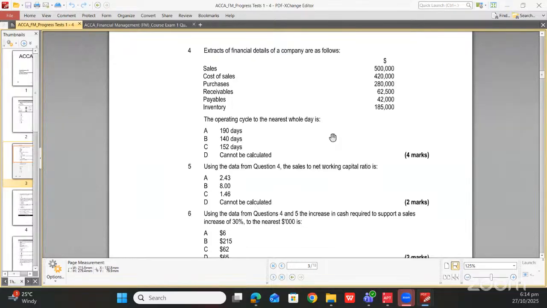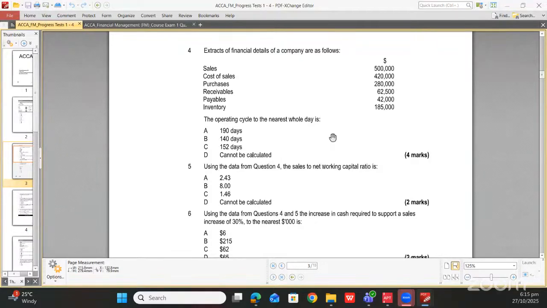The inventory days is going to have to be our inventory over our cost of sales times 365. For the receivables days, it will be receivables over sales times 365. And for payables days, it is payables over purchases times 365. So that's what we would do. And the formulas, we have practiced them. And as we said, hopefully everybody had actually started.